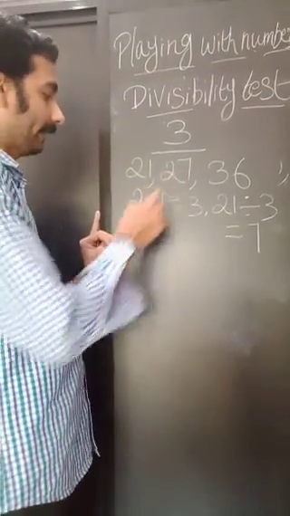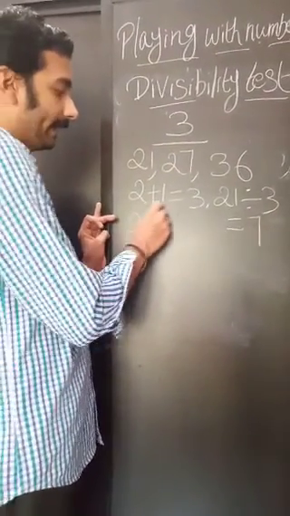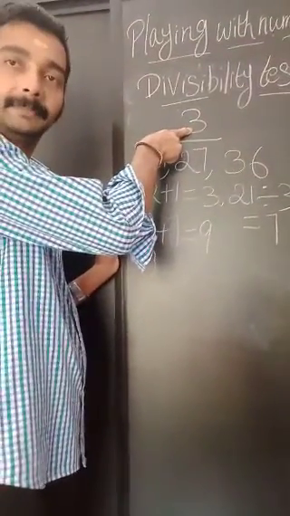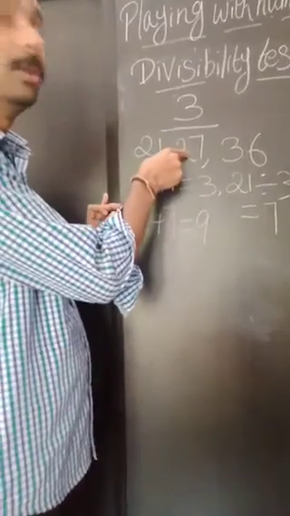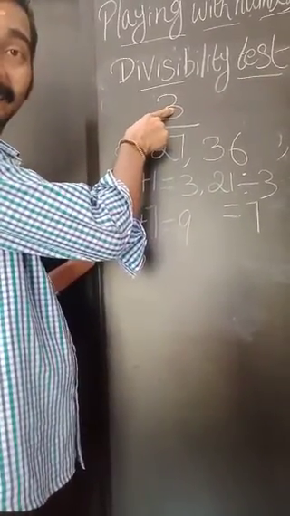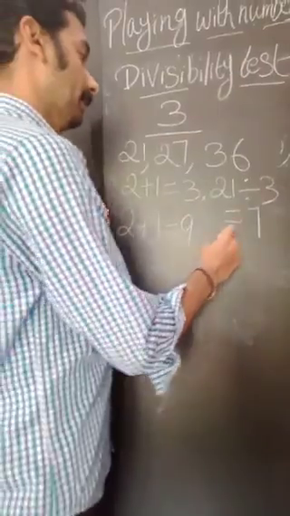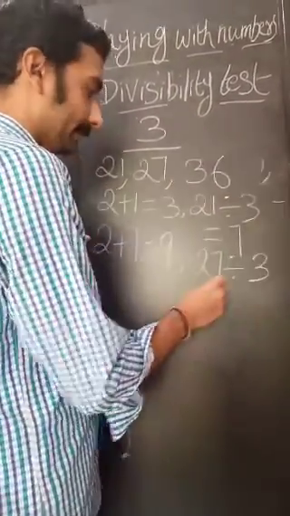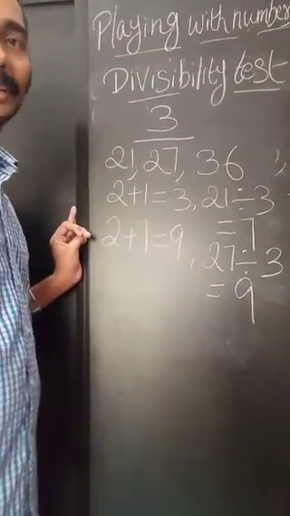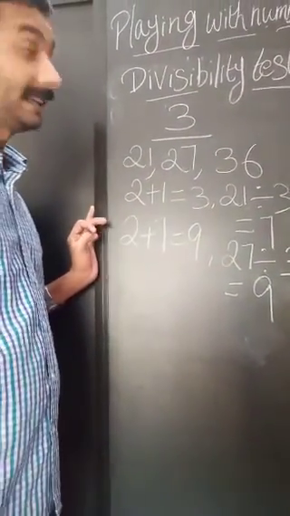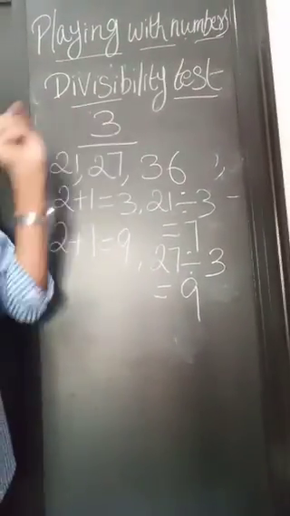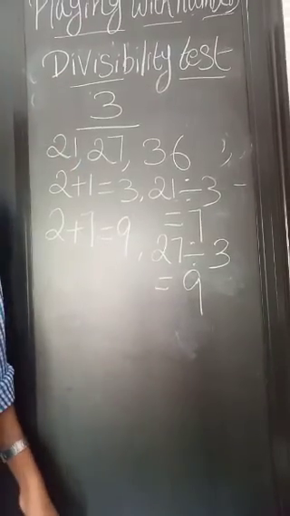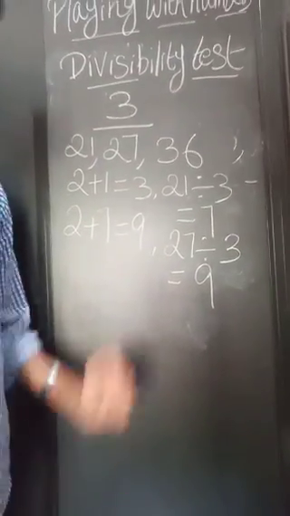Another one is 27. 2 plus 7 is 9. 9 divided by 3 is 3. That means 27 divided by 3 is 9. Okay. Clear? It is the divisibility test by 3. It is a general rule.